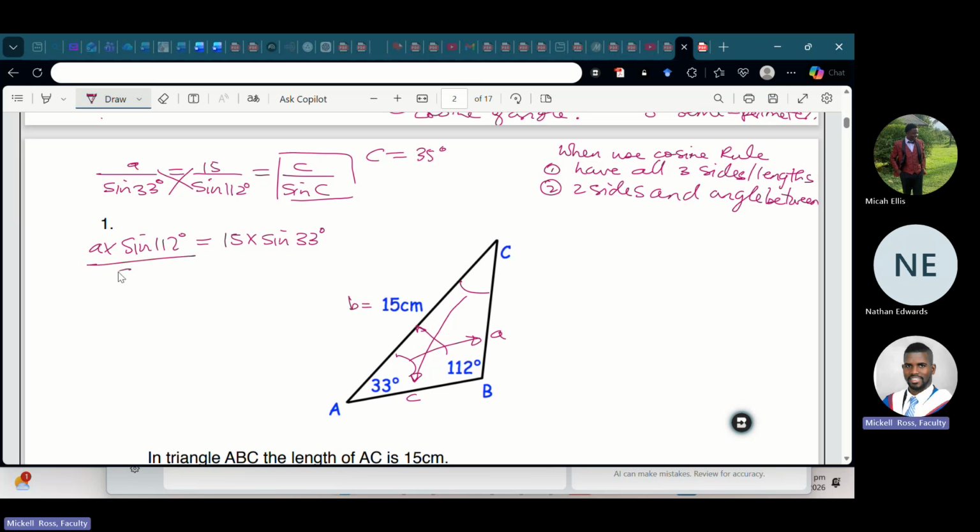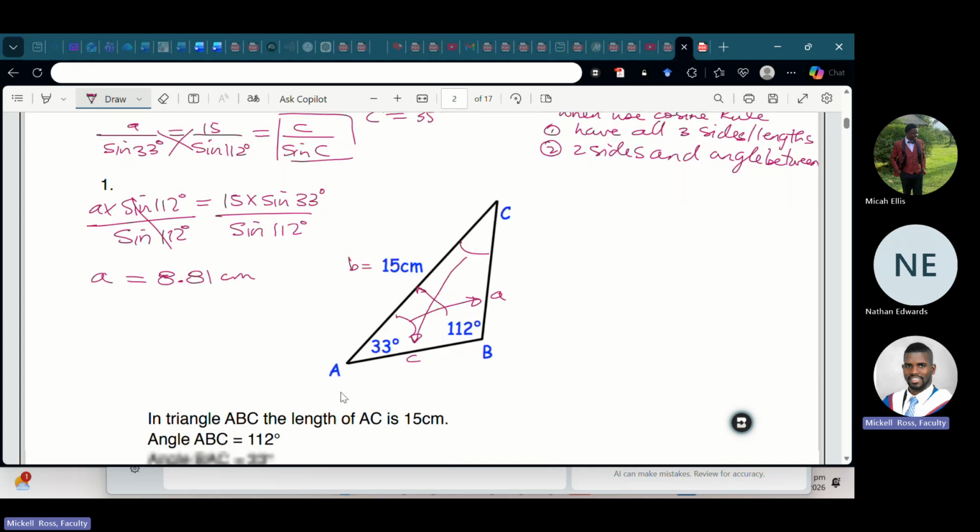I'm solving for A, so I divide by the sine of 112, divide by the sine of 112. This goes, so now A is equal to, all of this I can just work out on my calculator. So I'm going to say 15 times the sine of 33, and then I'm going to divide my answer by the sine of 112. So I'm going to end up with approximately 8.81 centimeters for the length of A.